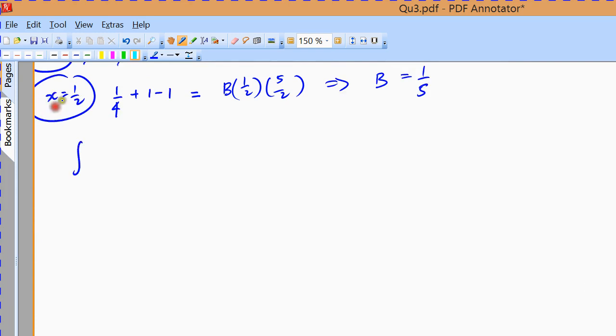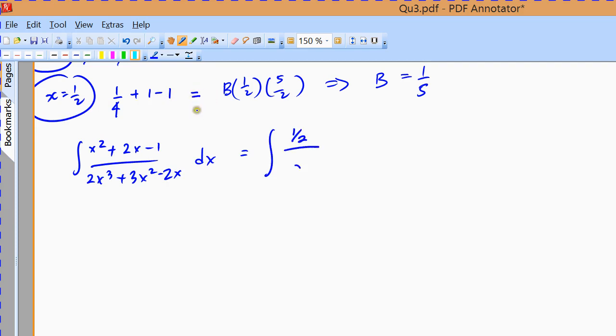So we start again: integral of x squared plus 2x minus 1 over 2x cubed plus 3x squared minus 2x. This was our question earlier. Now we're going to rewrite all this in terms of partial fractions. So we have a over x plus b over 2x minus 1 plus c, which was minus 1 over 10, over x plus 2.